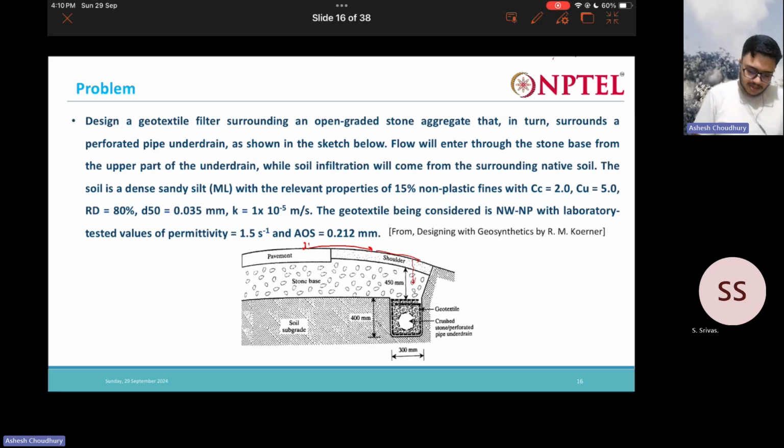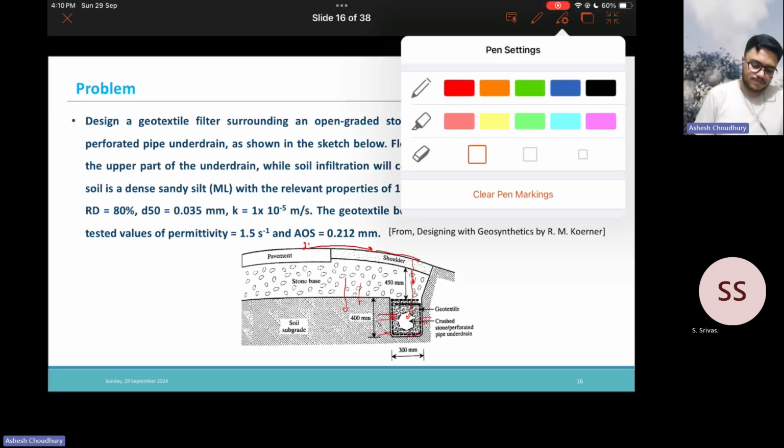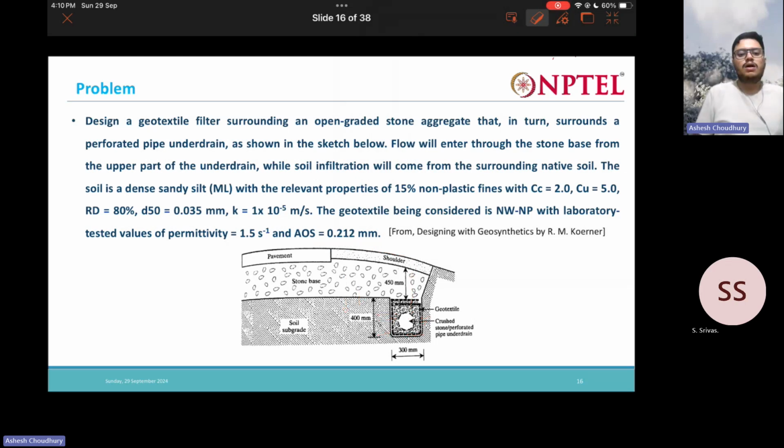From here it will enter, it will come here. Okay, and it will also come like this, and there are chances the soil might enter from here, right? There are chances.